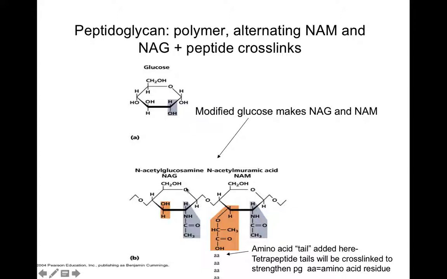Now, of these two modified glucose, organisms other than bacteria can make NAG. Remember, a polymer of NAG is called chitin, and we find chitin in fungal cell walls. We find it in the exoskeletons of arthropods. So NAG's not unique to bacteria. The molecule that is unique, that only bacteria can make, is N-acetylmuramic acid, right? So because only bacteria can make NAM, only bacteria can make peptidoglycan. So what we'll have in peptidoglycan is a chain of alternating NAG, NAM, NAG, NAM, NAG, NAM.